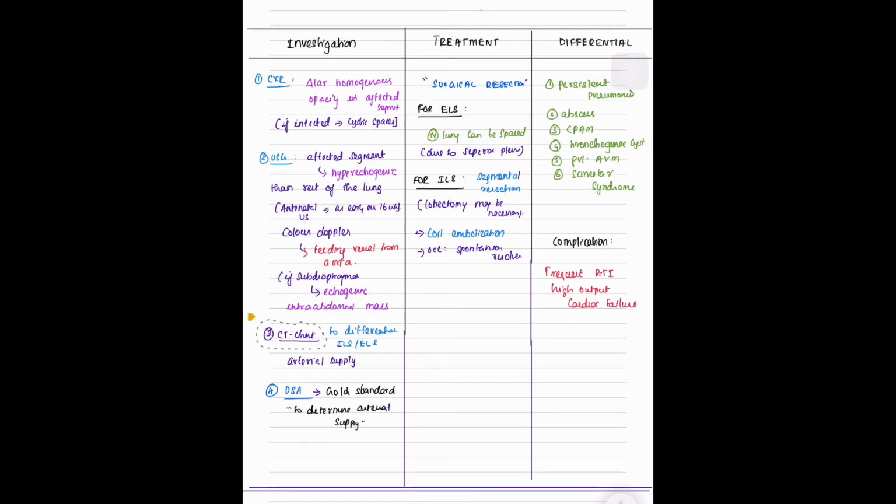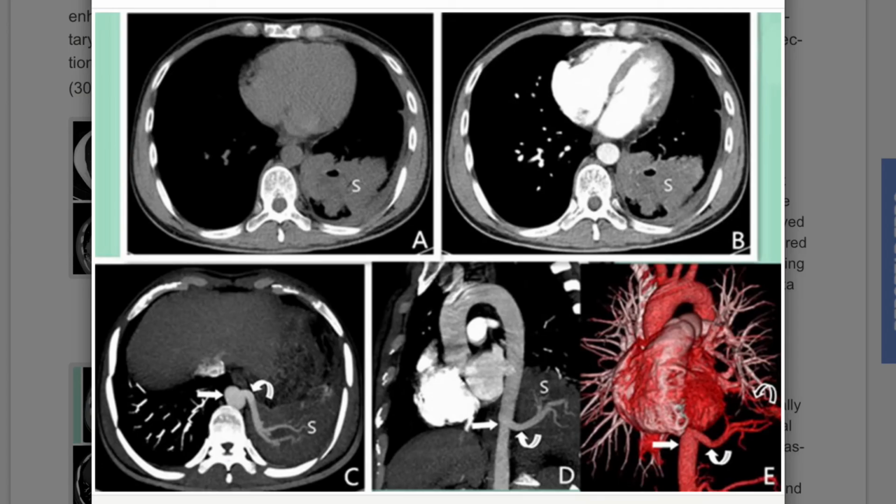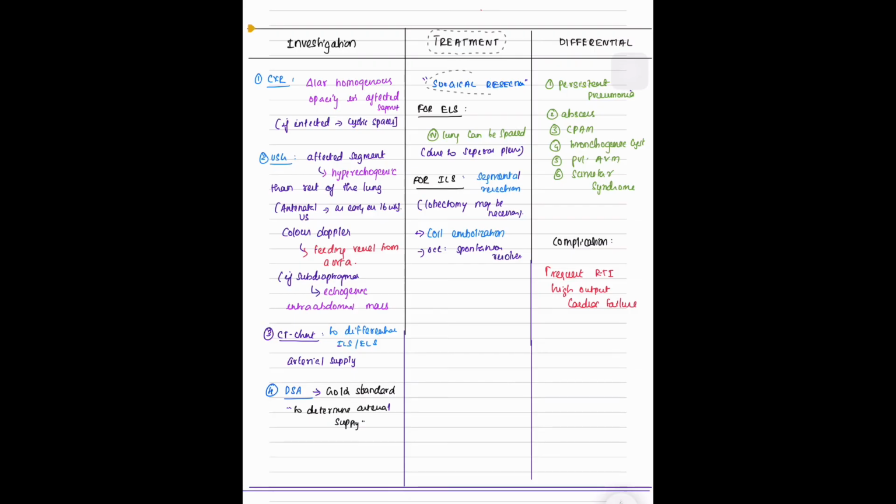CT chest helps to differentiate between intralobar and extralobar sequestration and helps in identifying the arterial supply. DSA is the gold standard for identifying the arterial supply. Treatment. Surgical resection is the mainstay of treatment. For extralobar sequestration, the normal lung can be spared because of the separate pleura. In intralobar sequestration, segmental resection or sometimes lobectomy may be necessary. In some cases, coil embolization can be tried.